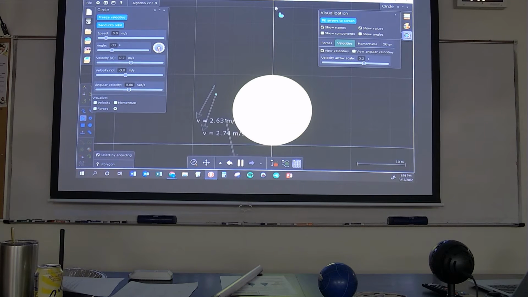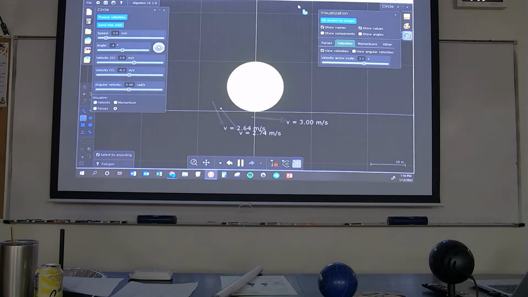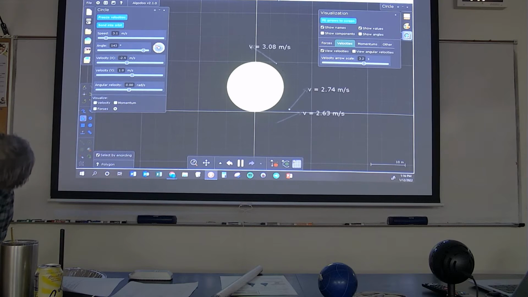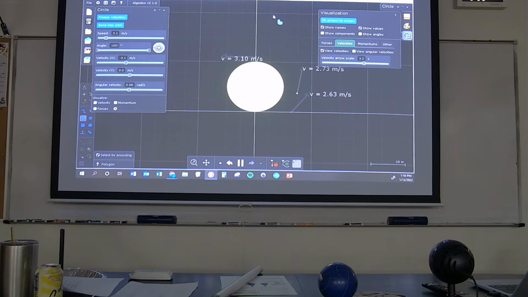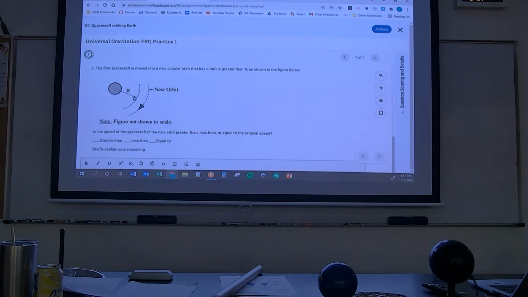Objects that are farther away move slower. Because the gravitational force gets weaker as you move farther away, the centripetal acceleration it creates gets weaker, smaller. Therefore, you have a smaller speed. Okay. So that's what's tricky. You have to be moving slower here than you are here.